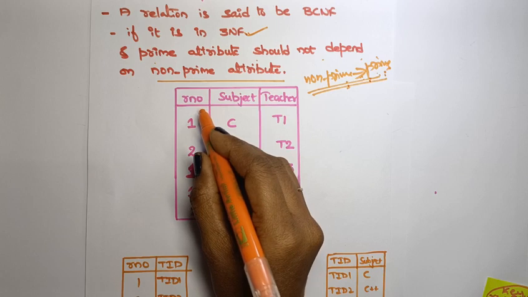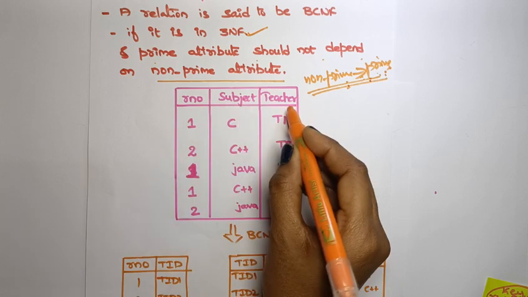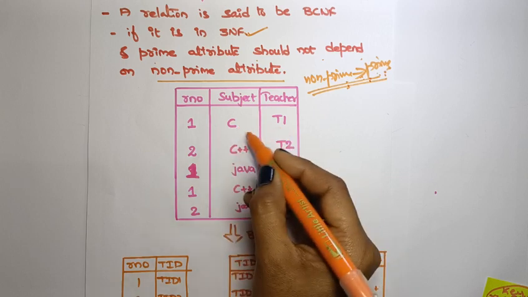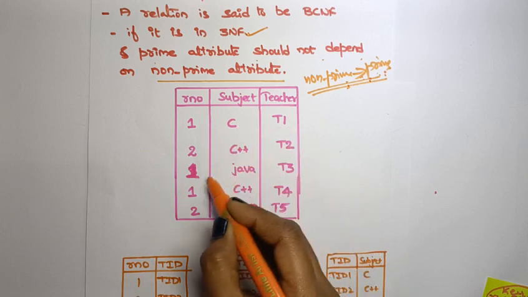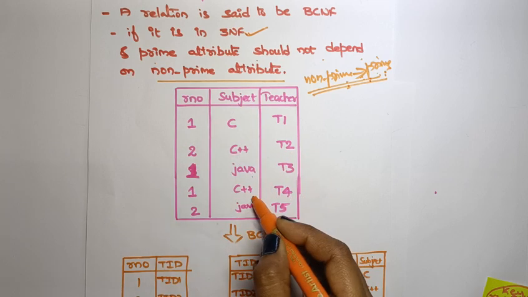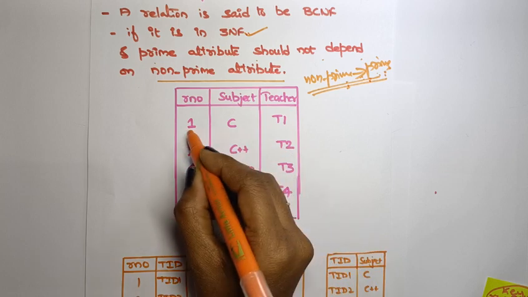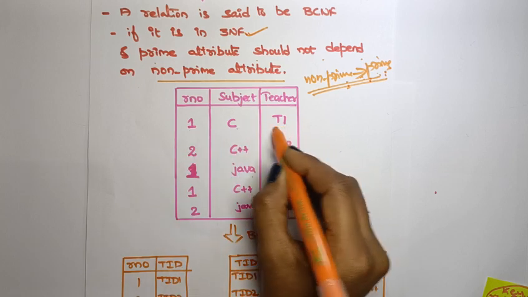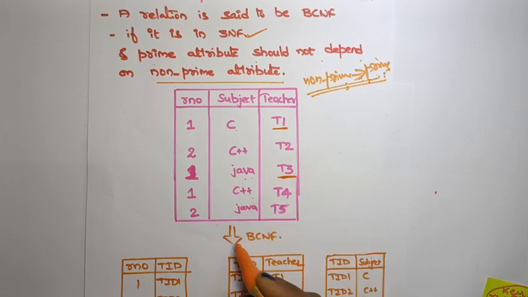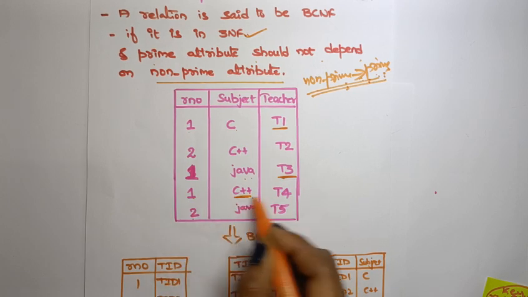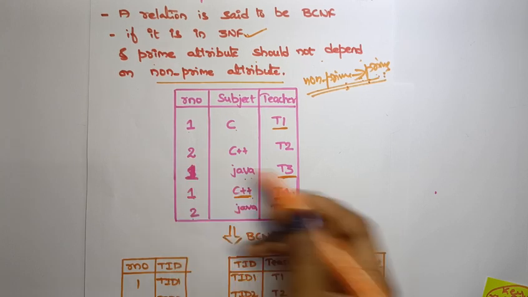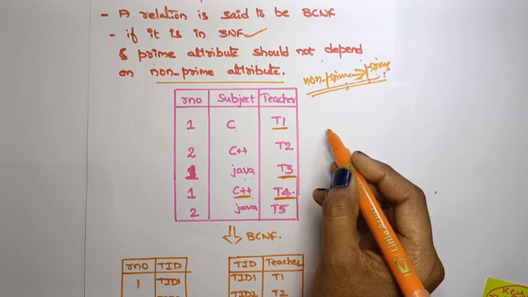For example, I have taken a student table: roll number, subject, teacher. Roll number 1 joined some institution and joined for some courses like C, Java and C++. So here roll number 1, C, teacher allotted is T1. Roll number 1, Java, teacher allotted T3. Roll number 1, C++, teacher is T4. Some particular teacher names you can also mention, no problem.